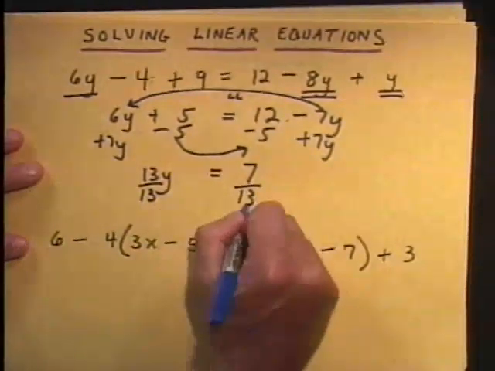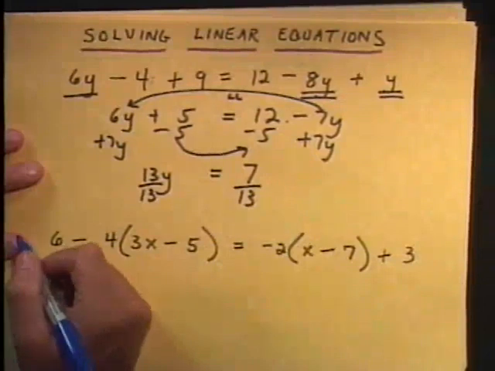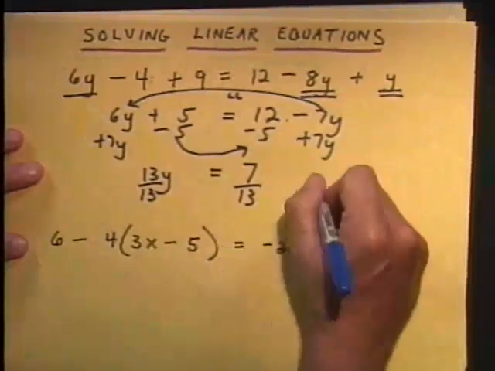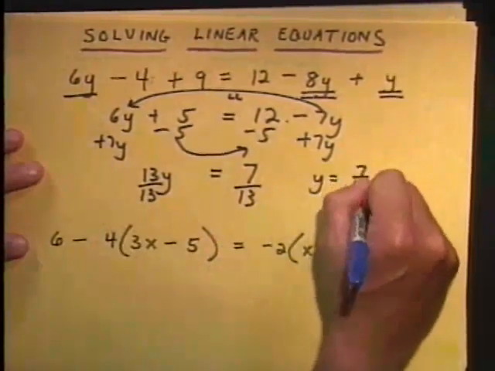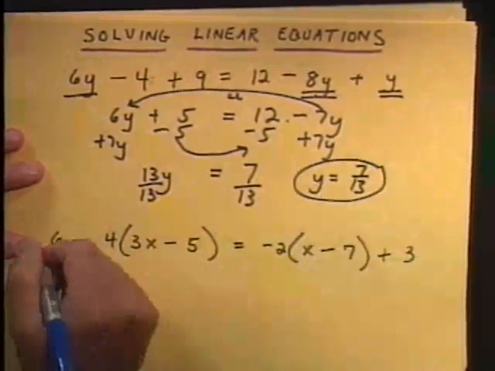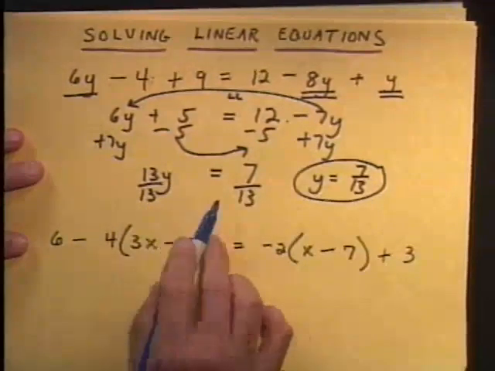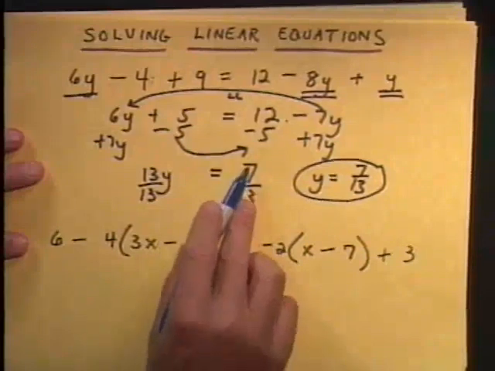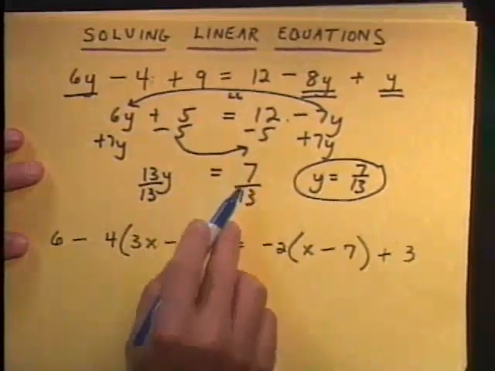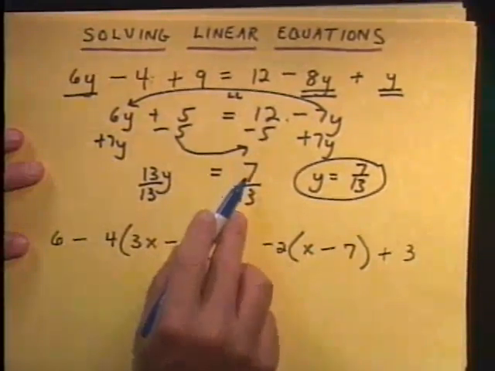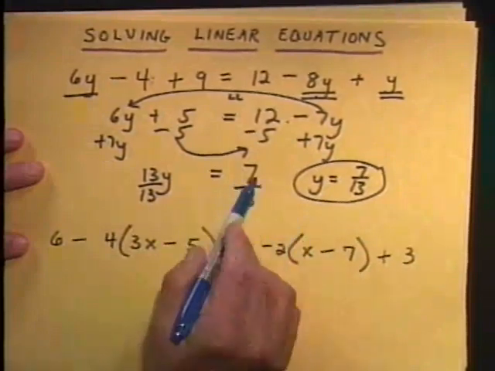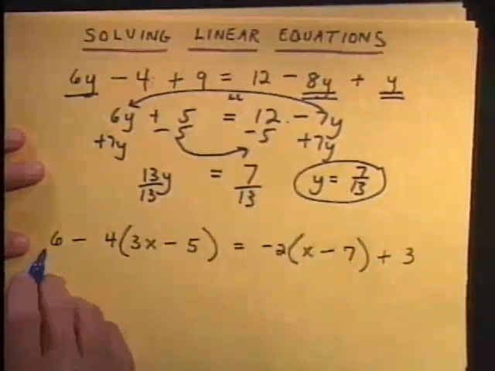And don't always think the answers are going to come out nice. Sometimes they won't. In this case, we ended up with y equals 7/13, which is reduced, therefore the answer. If there had been common factors here we could have reduced, but in this case, there was nothing to reduce, so we'll leave that alone.